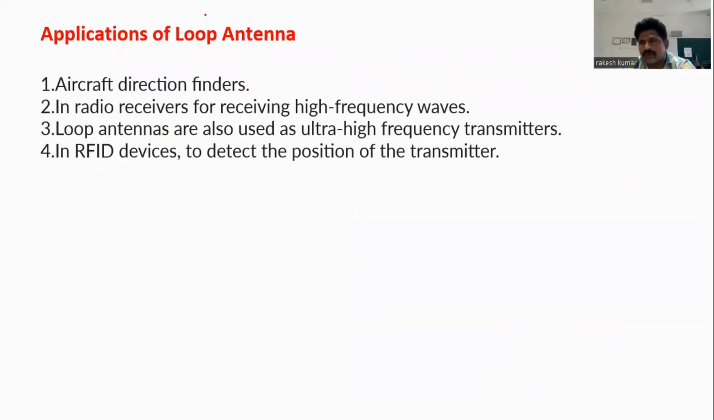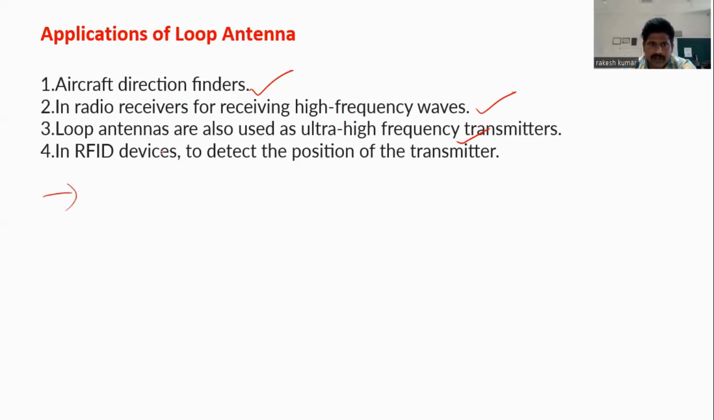What are the applications of the loop antenna? Where are you supposed to use it? Loop antennas are used for aircraft direction pointers. The main application is that they are kept on aircraft for direction finding, and in radio receivers for receiving high frequency waves. Loop antennas are also used for ultra high frequency transmitters and to detect the position of the transmitter.